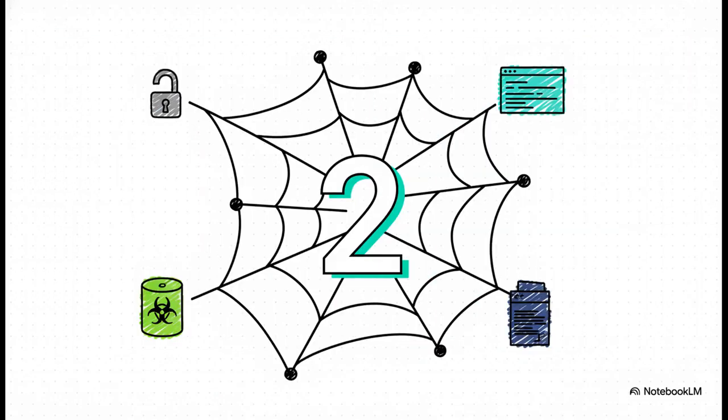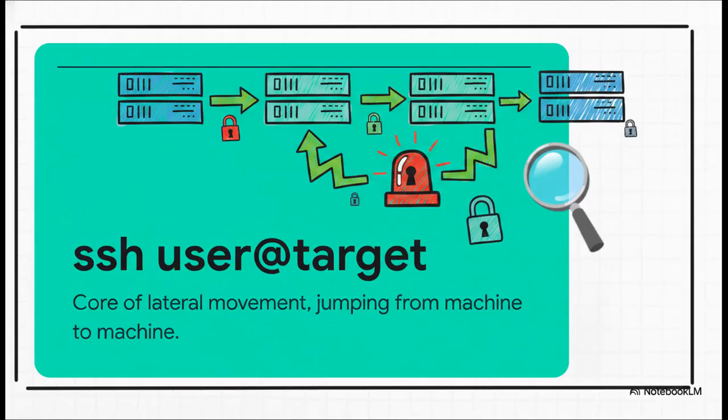At number 2, the tension peaks. The hacker has credentials, they have payloads, and now they need the command that lets them spread across the network like a spider web. That command is ssh user@target. Now, SSH is obviously a total necessity for administrators. It's the standard remote control tool for Linux. But for a hacker, it's the engine of lateral movement.